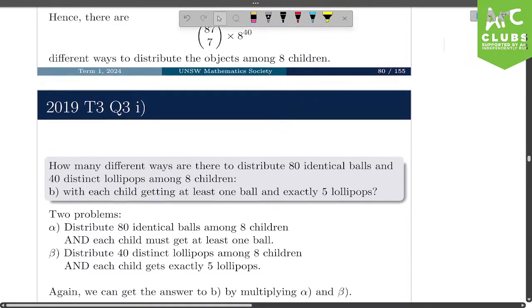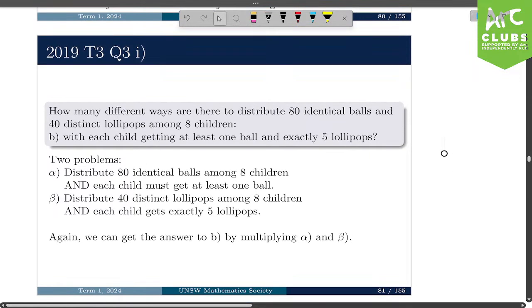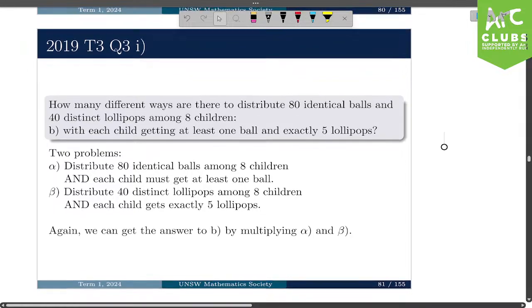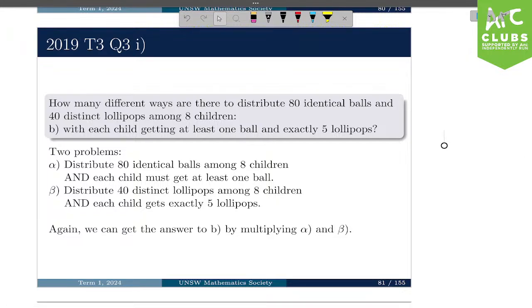Yeah, okay. So now let's move on to part B. Since part A was basically just looking at how would we do this if there's no restrictions? How would we do this if it's, quote unquote, clean in a sense? So in part B, we're adding restrictions. It's kind of getting a bit messy. So how would we approach this? Now, the specific restrictions, however, each child gets at least 1 ball and exactly 5 lollipops.